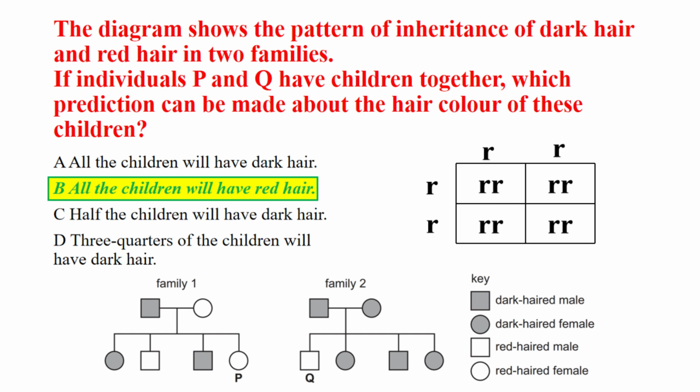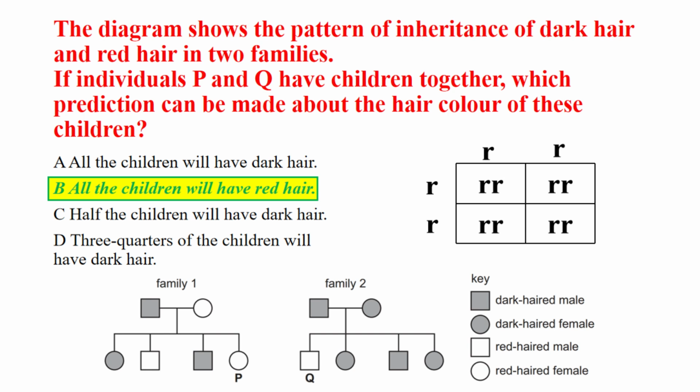Let's break down the genetics behind this to find out why. In family 1, P is red-haired, which means she must have 2 recessive alleles for red hair, represented as RR. Since red hair is a recessive trait, she can only pass on the R allele to her children.